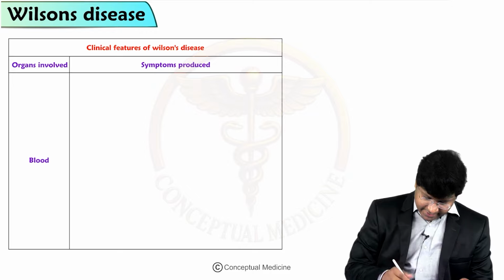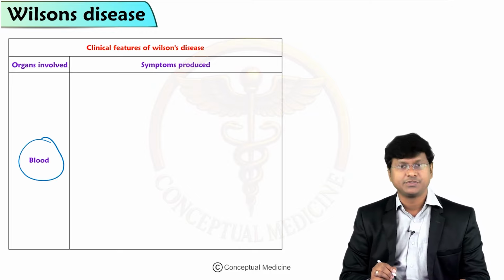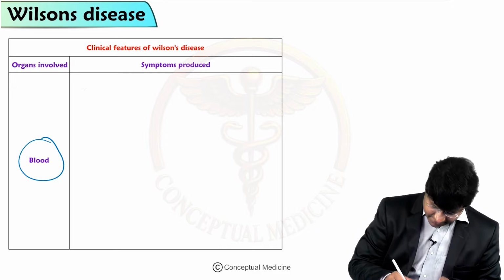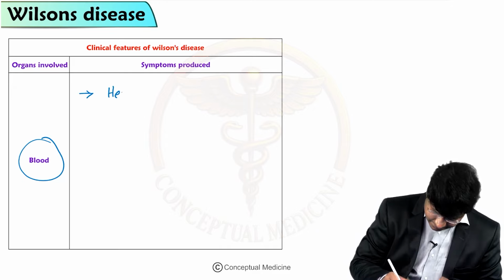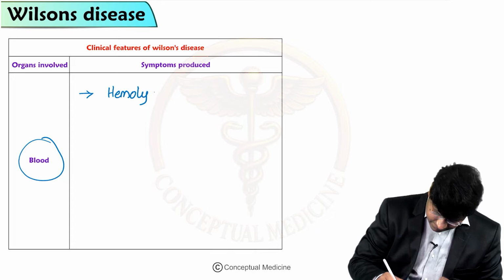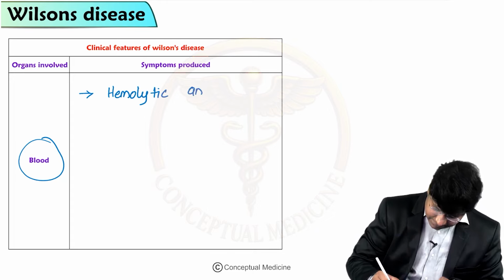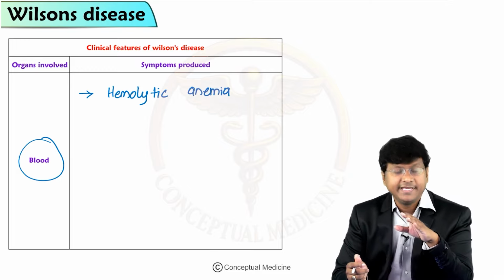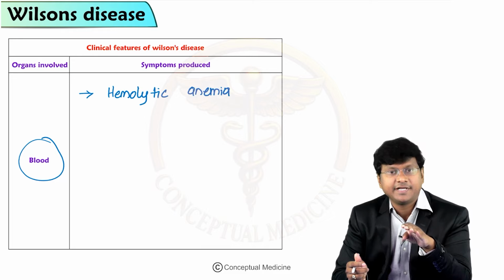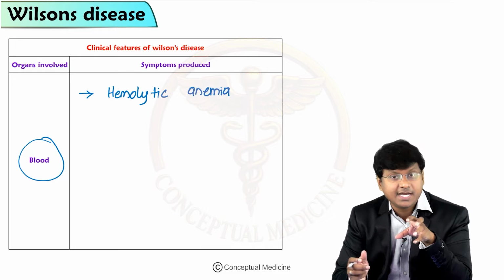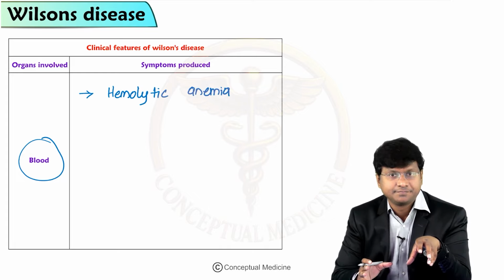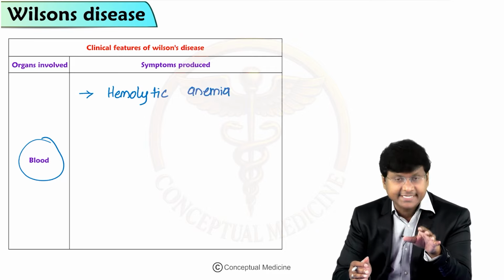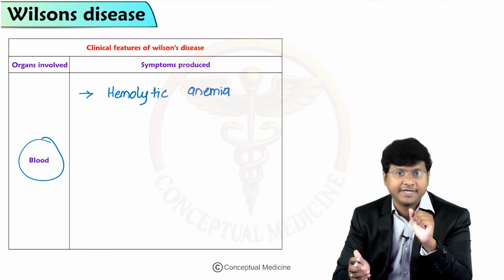Then, what will be the hematological manifestations in patients with Wilson's? Hematological manifestations will be in the form of hemolytic anemia. In severe hepatic failure, hemolytic anemia may occur because large amounts of copper are released, and that will be responsible for the development of the hemolytic anemia.